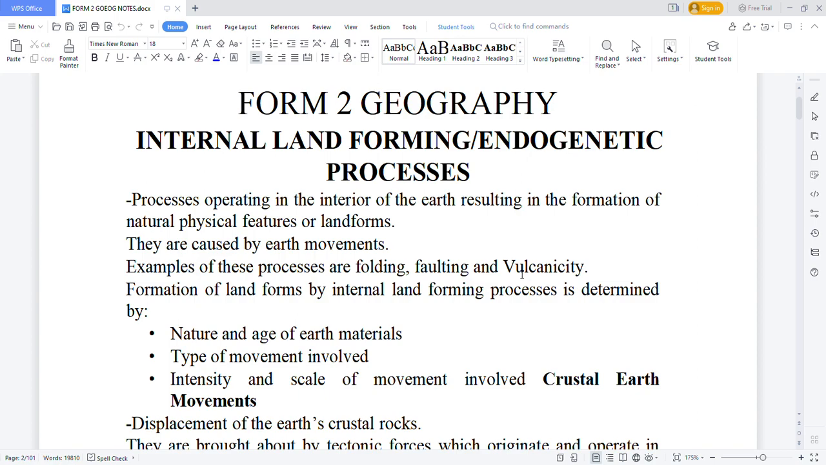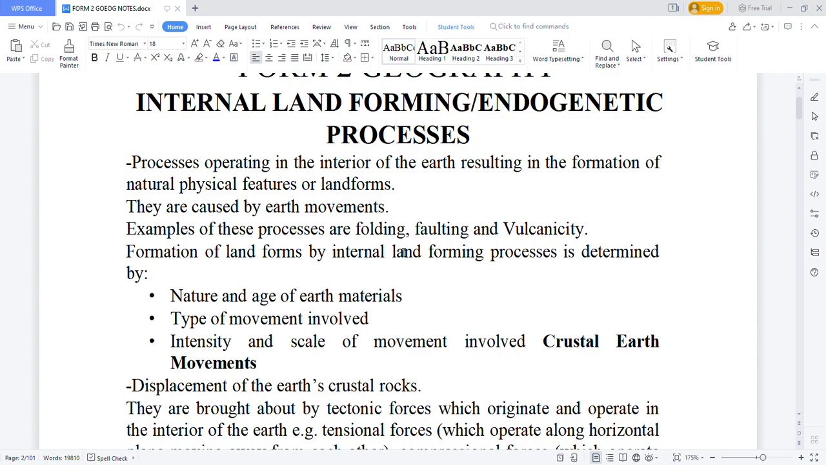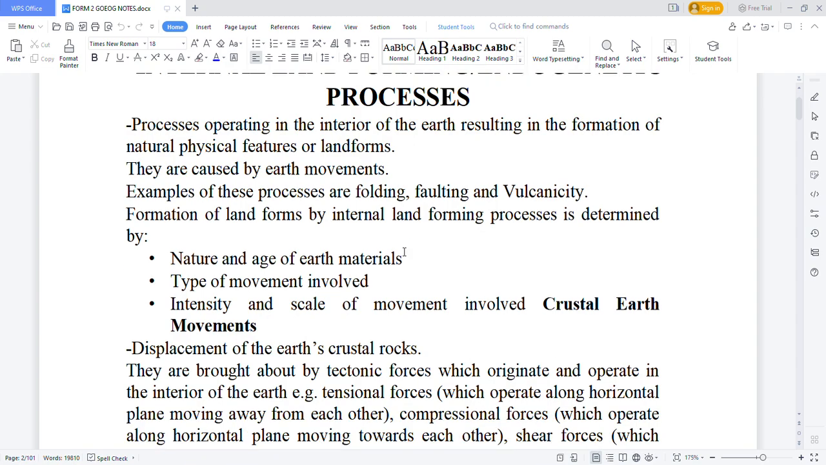The first topic in Form 2, when you join Form 2, the first topic you are going to be taught in geography is internal landforming processes, also called endogenetic processes. These are processes operating in the interior of the earth in the formation of the natural physical features or landforms. They are caused by the earth movements. Examples of these processes are folding, faulting, volcanicity. So those are the examples of the processes.